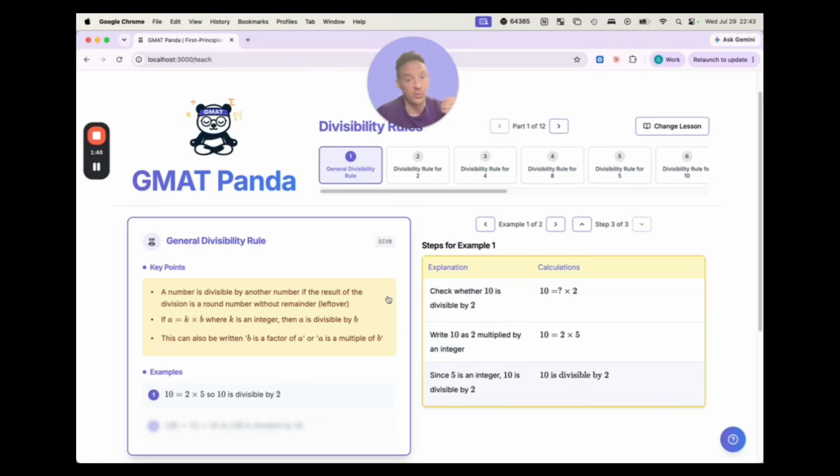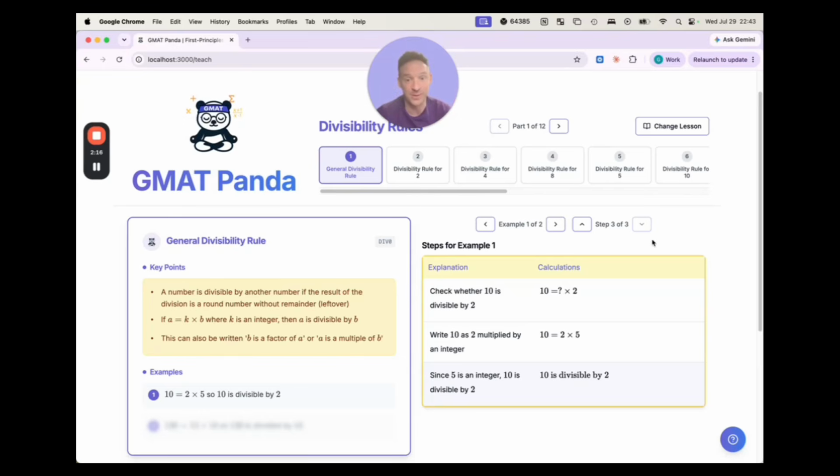So we can write, for example, that 2 is a factor of 10. We can also say that 2 divides 10. We can also say that 10 is a multiple of 2. So all those are ways of saying the same thing in math, and in the exam it tends to jump between one and the other.